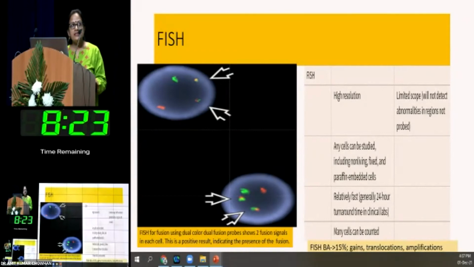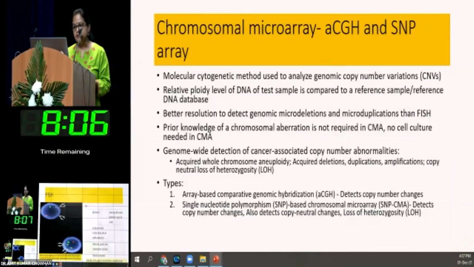So FISH is advantageous because it has higher resolution than conventional cytogenetics, can be done on FFPE tissue, and it is relatively fast. However, there are limits to FISH as well. Its resolution is not good enough for smaller alterations.